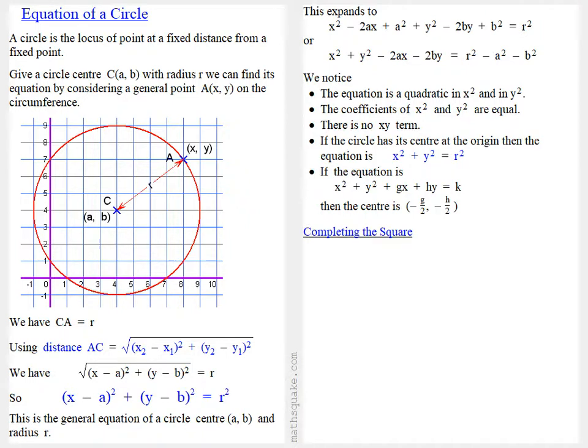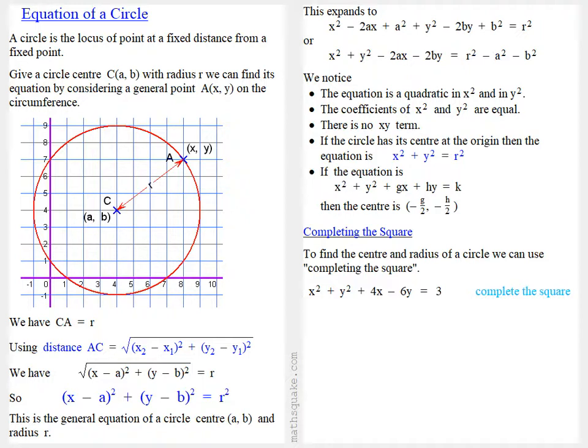Completing the square. To find the centre and radius of a circle, we can use completing the square. Suppose we have the equation x squared plus y squared plus 4x minus 6y equals 3. To complete the square, the first thing we do is we have to rearrange it. We put the x terms together, so we have x squared plus 4x and we leave a gap. Then we put the y terms together, so we have y squared minus 6y and we leave a gap. And we make sure we have all the number terms on the right-hand side.